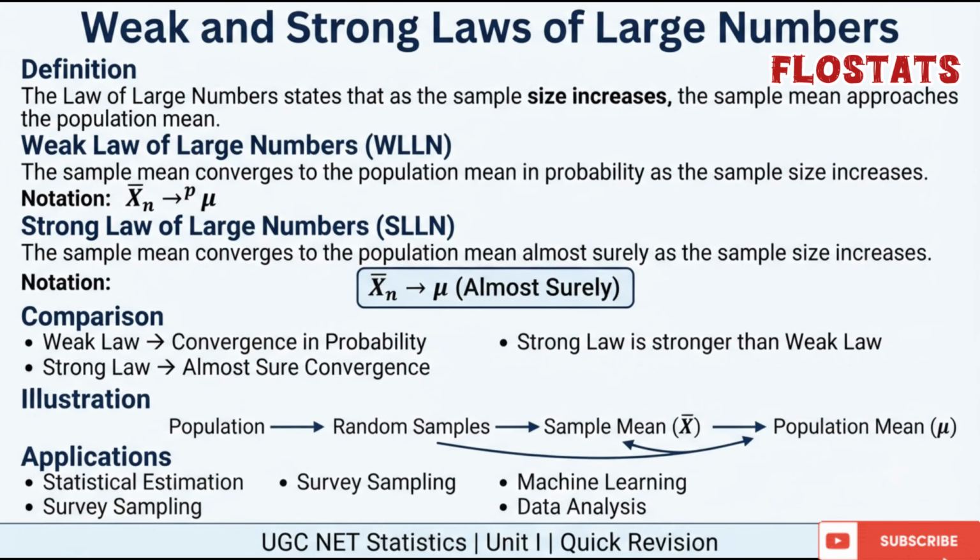The law of large numbers states that as the sample size increases, the sample mean gets closer to the population mean. The weak law of large numbers states that the sample mean converges to the population mean in probability. The strong law of large numbers states that the sample mean converges to the population mean almost surely. These laws explain why larger samples generally provide more accurate estimates.